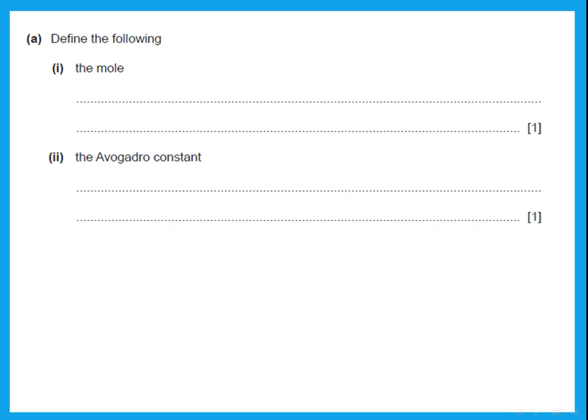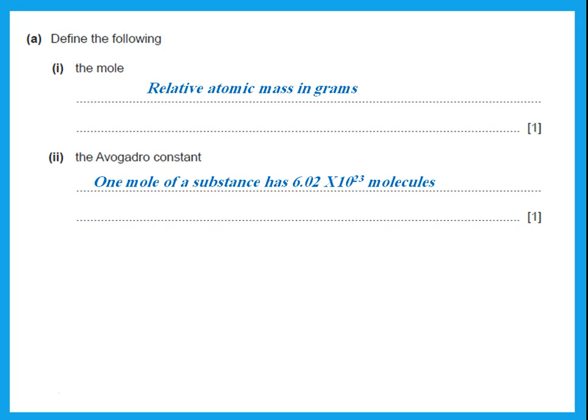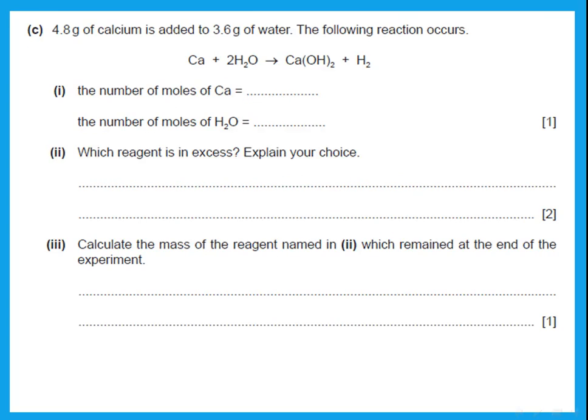Okay, so definitions. Please memorize definitions. They're the easiest questions that you can get. So what was the definition of mole? Mole was relative atomic mass in grams. Which one was the Avogadro constant? We said the Avogadro constant is 6.02 times 10 to the 23. So Avogadro's law says 1 mole of a substance has 6.02 times 10 to the 23 molecules.